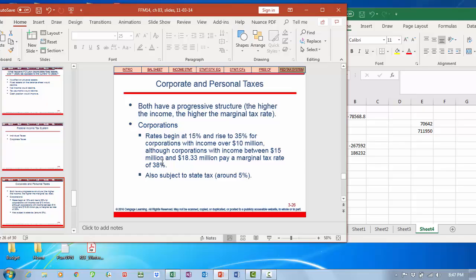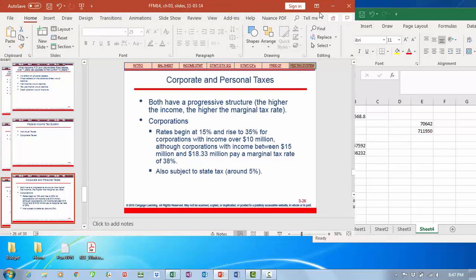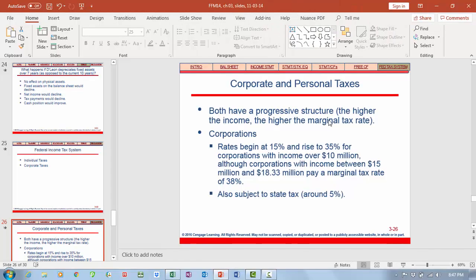So rates for corporations begin at 15% and rise to 35% for corporations with income over 10 million. Although corporations with income between 15 million and 18.33 million pay a marginal tax rate of 38%. They're also subject to a state tax which is about 5%.